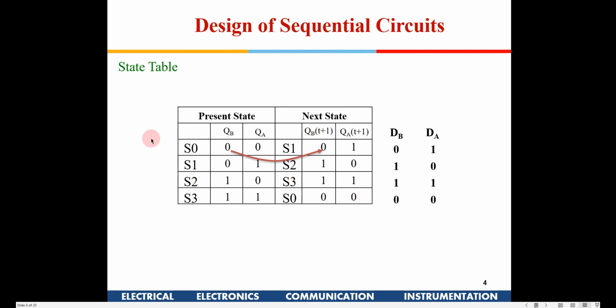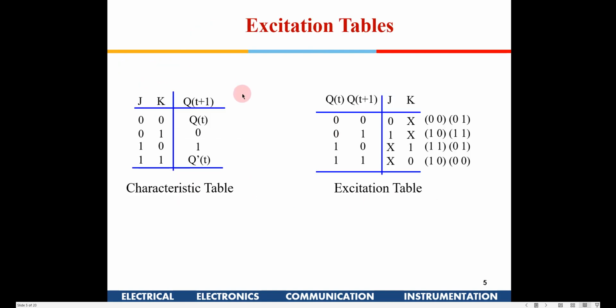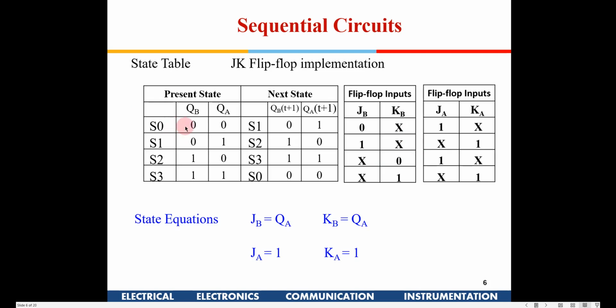Okay, so after making the state table, now this is the excitation table, the excitation table of JK. Now for 0 0, for it to go to 0 1, what should be there? There are two flip-flops. This is one flip-flop, this is the second flip-flop. This is the output of the first flip-flop, this is the output of the second flip-flop.